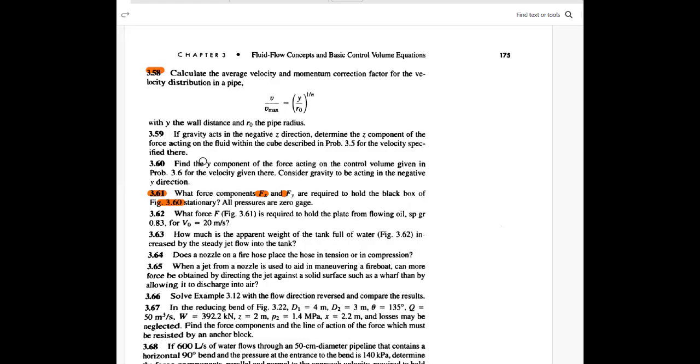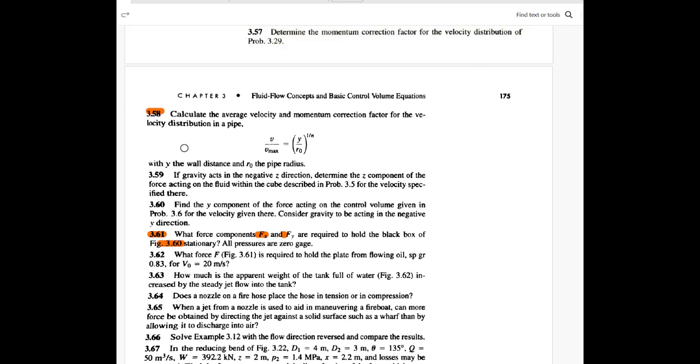Page 175, problem 58. Calculate the average velocity and momentum correction factor for the velocity distribution in a pipe, like the formula like this. Then y is the wall distance and R0 the pipe radius. Okay, let's go to the whiteboard and solve this problem.